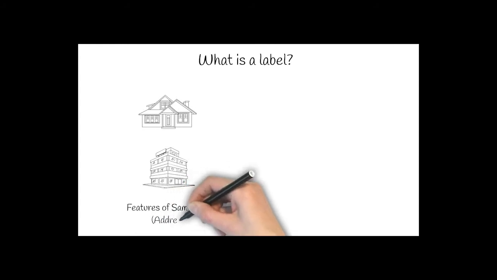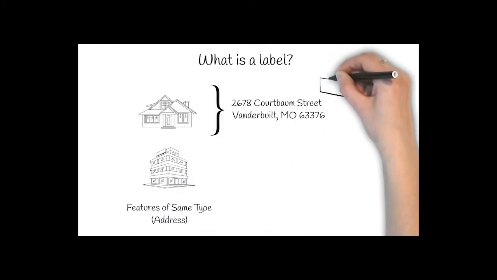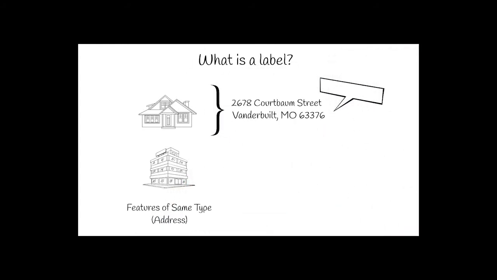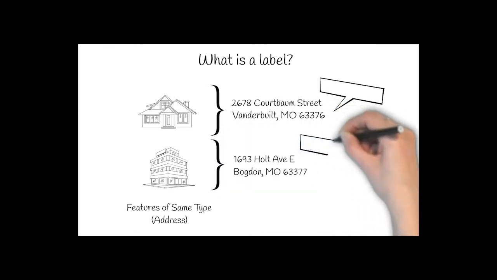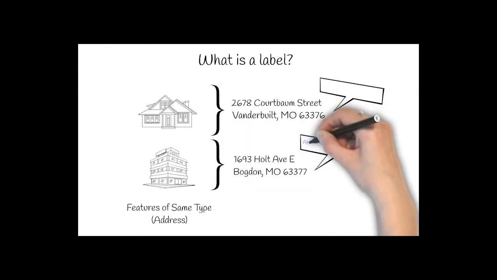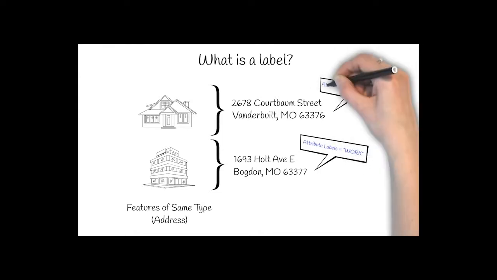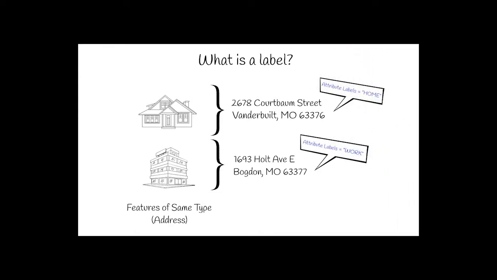What is a label? Labels are used to keep features of the same type distinct. So in this case, where we have two addresses, home and work, we assign the appropriate labels, one for work and one for home, to the individual attributes of the feature.